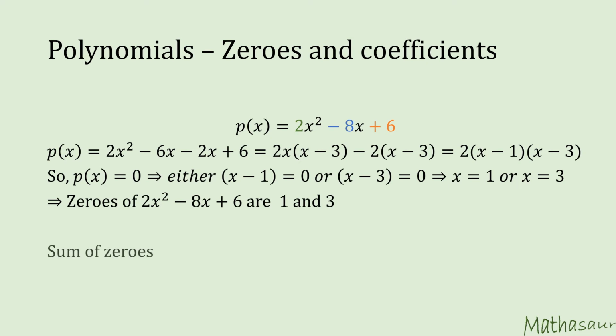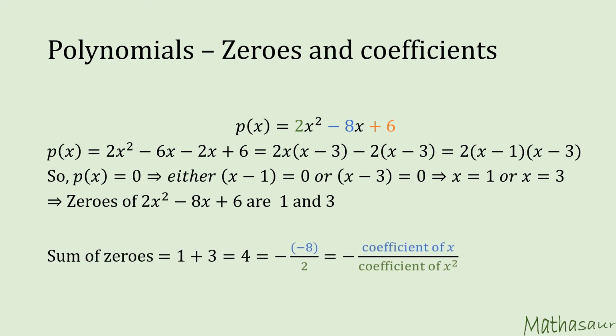Now let us look at the sum of these zeros. Wow! It is equal to the negative of coefficient of x divided by coefficient of x square. Let us look at the product of these zeros.